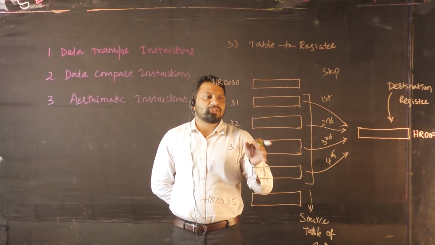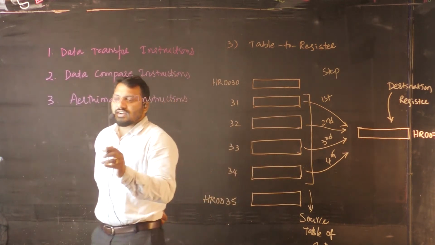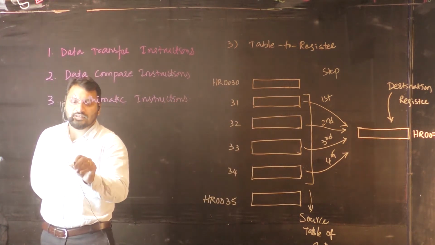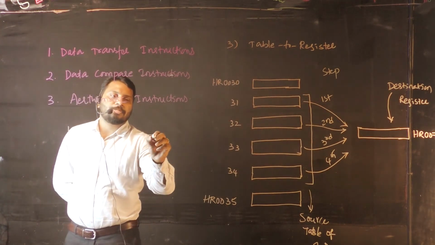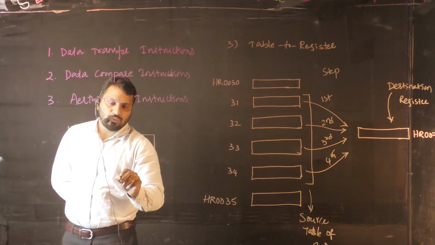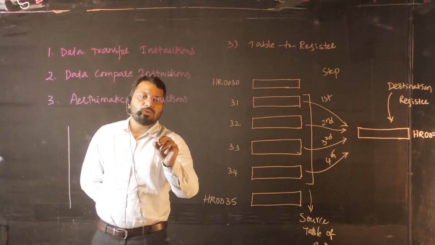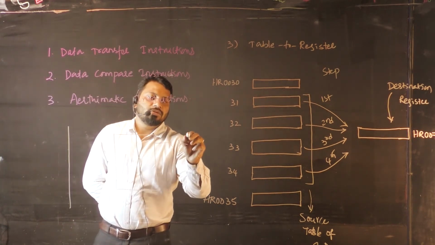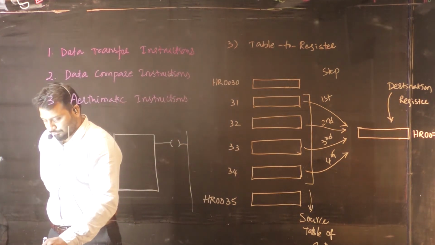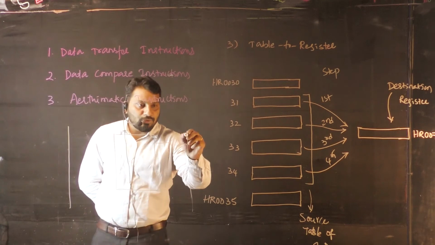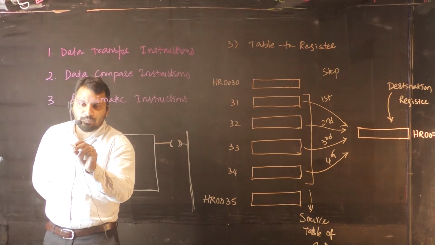Right? For doing this type of operation, we need to write a PLC rung. That is the PLC rung. We need to write it like this. This is the rung to transfer the data from table to register. Table to register. It has 3 input contacts.